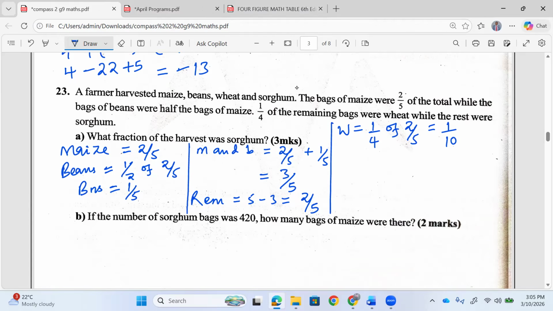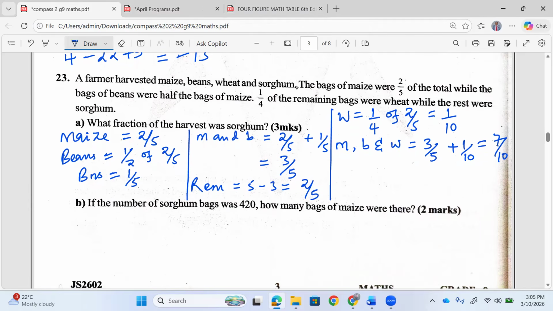So now we can talk about maize, beans, and wheat. Maize and beans together was 3 over 5. Then wheat now is 1 over 10. So 3 over 5 and 1 over 10 together is 7 out of 10. If 7 over 10 has gone to beans, maize, and wheat, then the rest goes to sorghum.